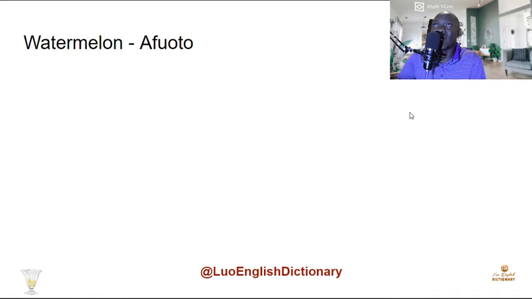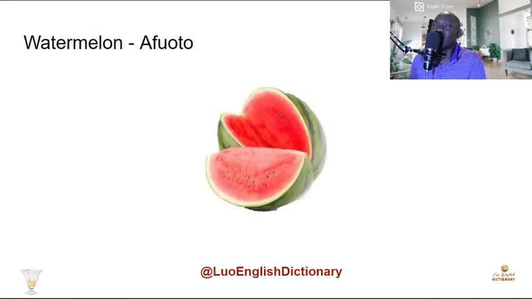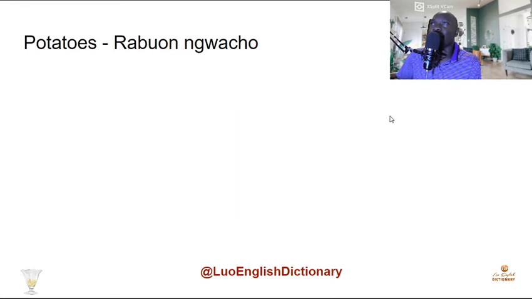Watermelon, this one I know is not Swahili. This one is fully Luo. It's called afuoto. Afuoto is the full name for the watermelon. Afuoto marakwar mochiek. Like this is a very ripe one. You say afuoto mochiek. Okay.